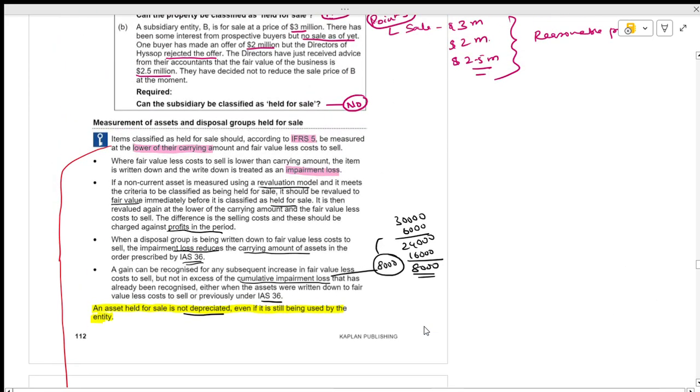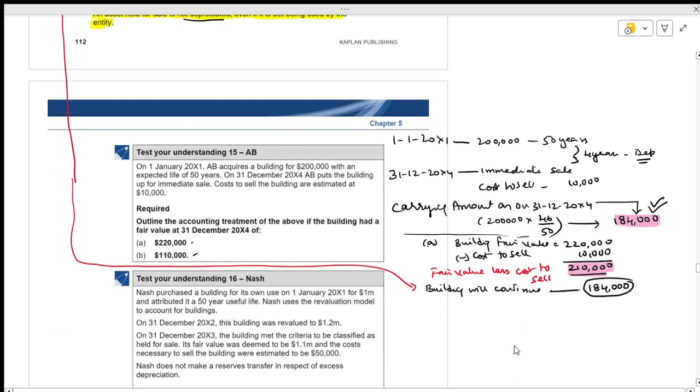Again I am saying, items classified as held for sale should, according to IFRS 5, be measured at the lower of the carrying amount and fair value less cost to sell. They are giving the stress on that lower value. Okay, are you fine about this? Yes, fine. This is point number A.